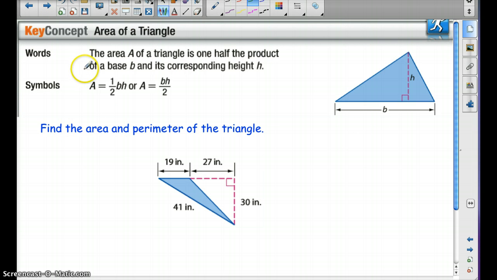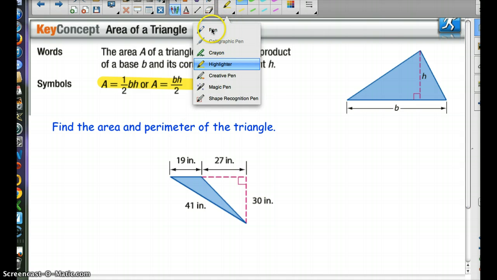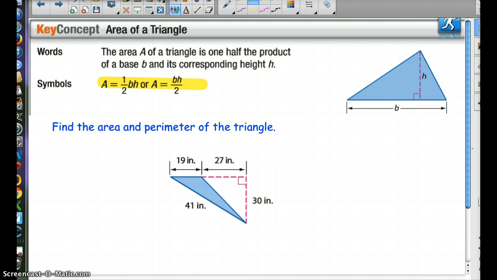Now we have the area of a triangle, our second objective. Here's the area of a triangle, which you all know, I'm sure. Half base times height, or base times height divided by 2, however you want to write it, it's up to you. I know different teachers teach it different ways. And if you want to write it in your packet, you can. So find the area and perimeter of this triangle right here.